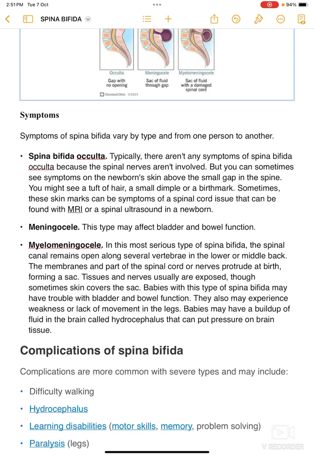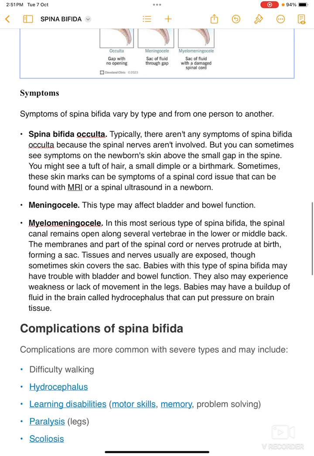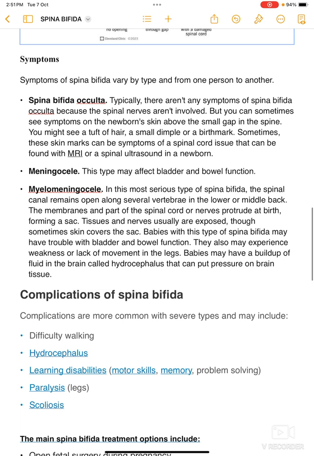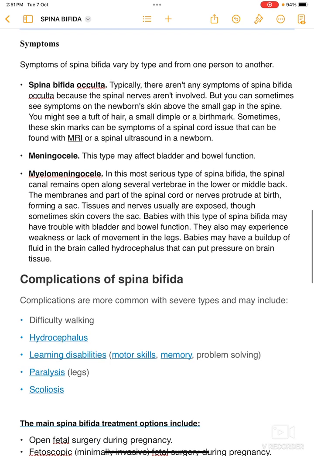Talking about the symptoms, they may vary from person to person. With spina bifida occulta, typically there aren't symptoms, but sometimes we can see a small gap in the spine. You might see a tuft of hair, a small dimple or a birthmark. Sometimes this mark can be a sign of a spinal cord issue that can be found with an MRI or a spinal ultrasound in newborn babies.